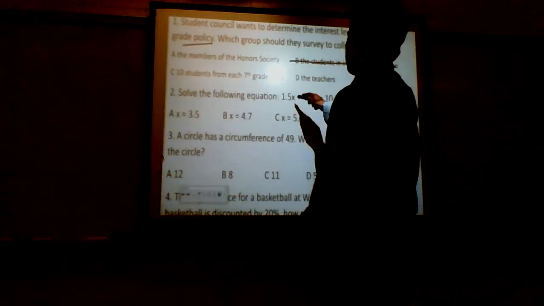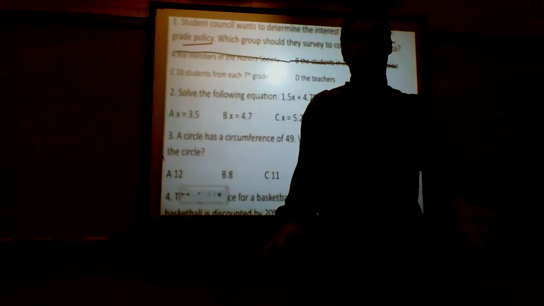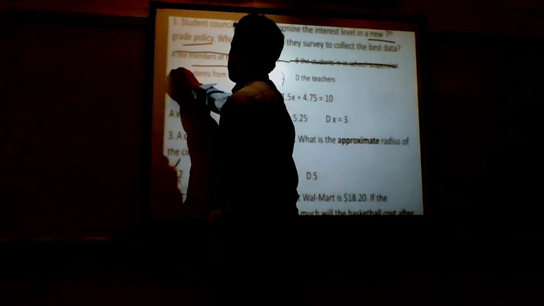Another answer that we can eliminate is A, the members of the Honor Society, because members of the Honor Society don't represent the general 7th grade as a whole. The best answer for this question is C, 10 students from each 7th grade class. That way we get a fair representation of all of the 7th graders.